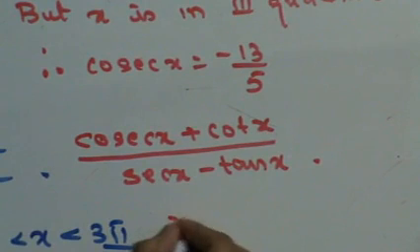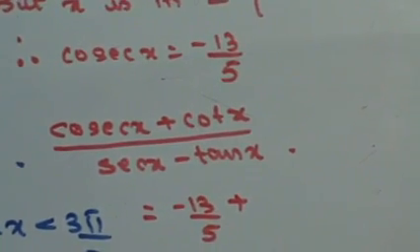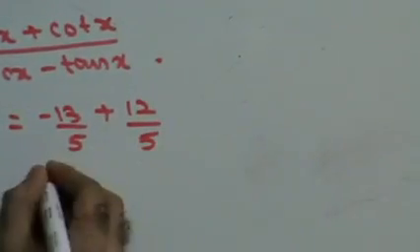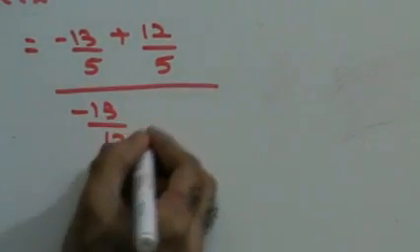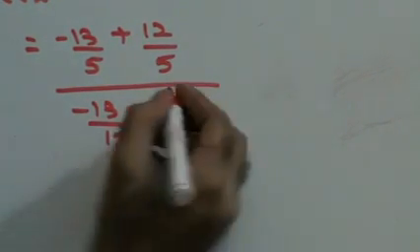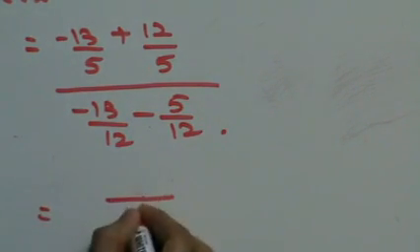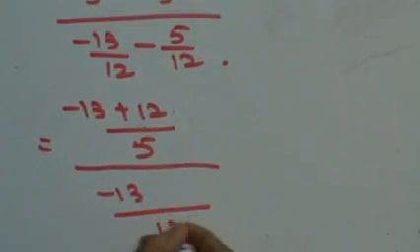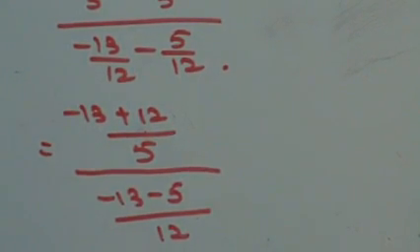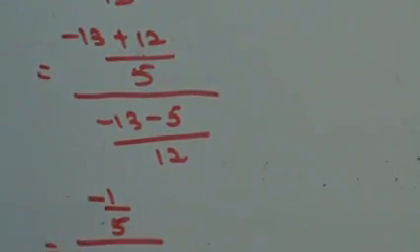Let's see this. Cosec x we have found out as minus 13 by 5, plus cot x. Cot x we found out as 12 by 5. Sec x was given to me in the sum as minus 13 by 12. Tan x we have found out is 5 by 12. Common denominator 5: minus 13 plus 12. Common denominator 12: minus 13 minus 5. Minus 13 plus 12 is minus 1 upon 5, divided by minus 18 upon 12.